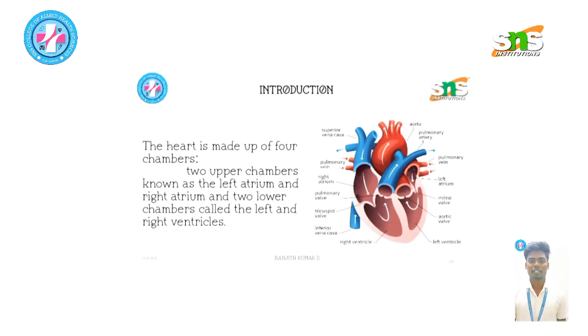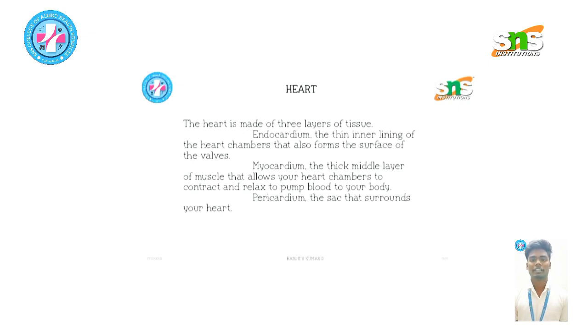Heart is made up of 4 chambers. 2 upper chambers known as left atrium and right atrium, and 2 lower chambers called the left and right ventricles. Heart is made up of 3 layers of tissue: endocardium, myocardium, and pericardium. Endocardium is the inner layer, myocardium is the middle layer, and pericardium is the outer layer.